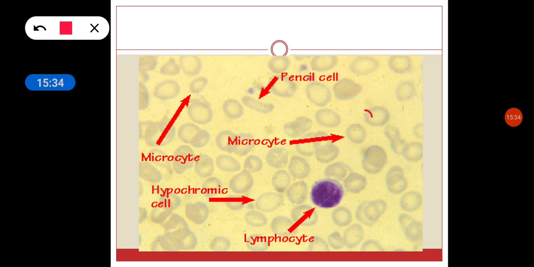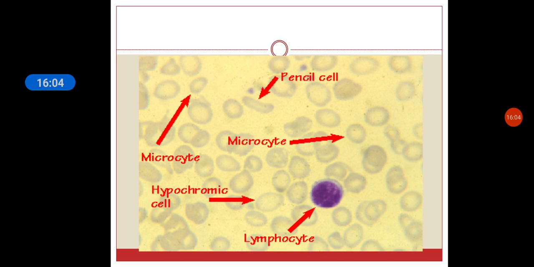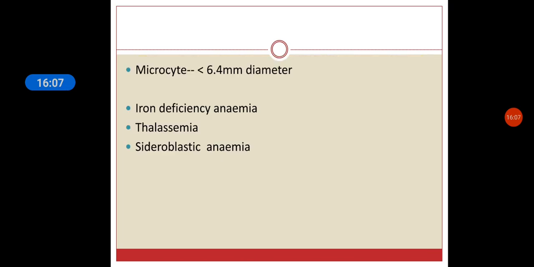Then see here, this is the microcyte which you can see, and here you can see some pencil shaped cells, again another microcyte. And look at the chroma. Ideally what is the pallor? One third the size of an RBC is the ideal central pallor. So here you can appreciate there is so much central pallor. There is extension of the pallor, so that indicates hypochromia. And this is a WBC, that is a lymphocyte. So all these things are important for you.